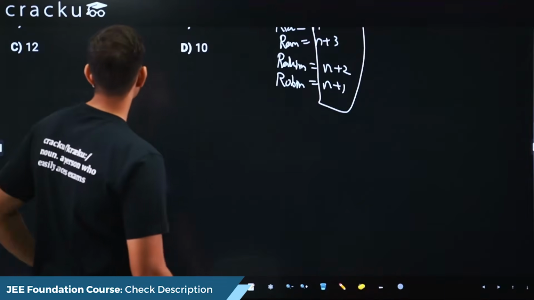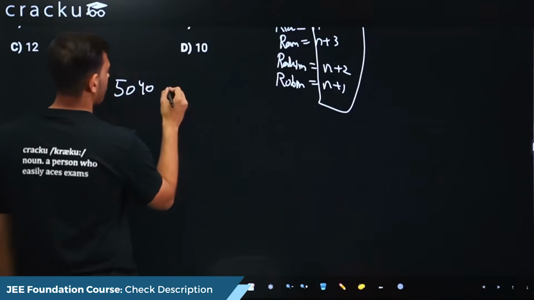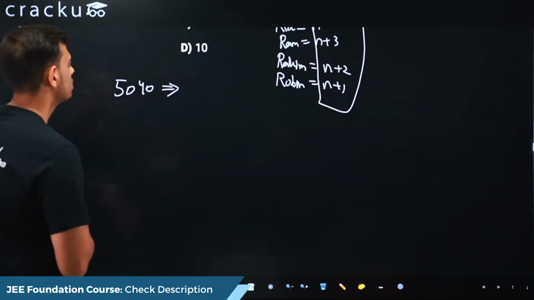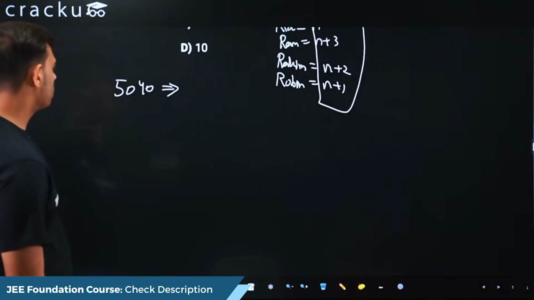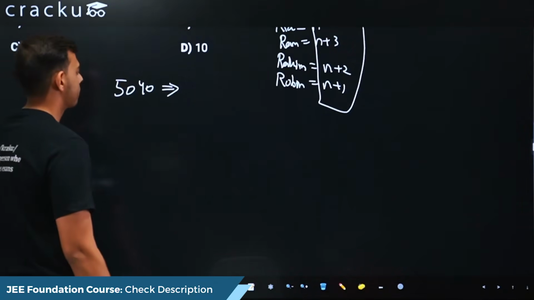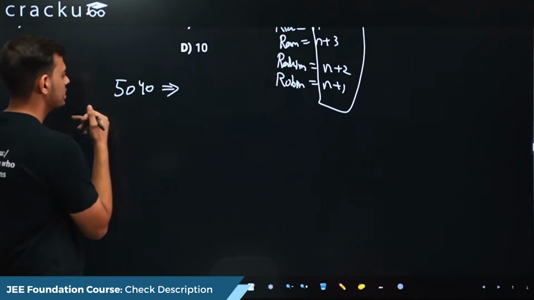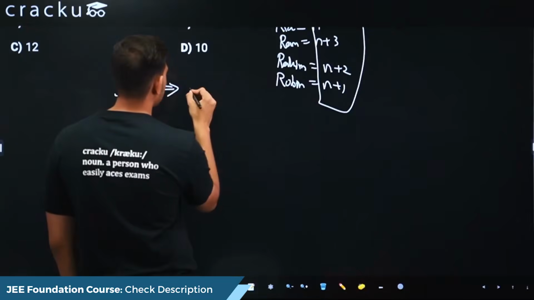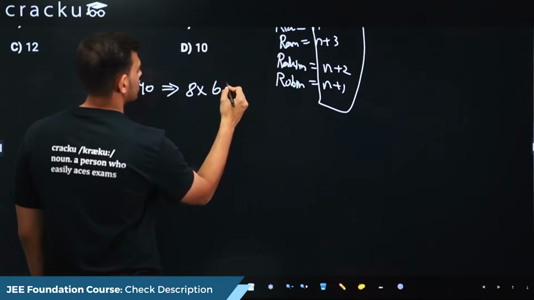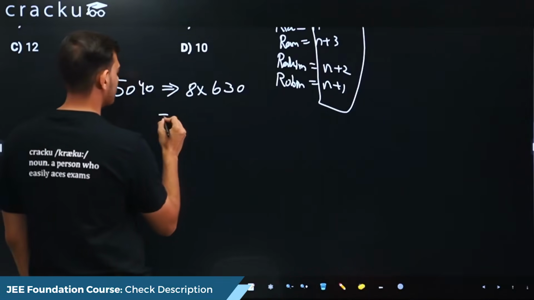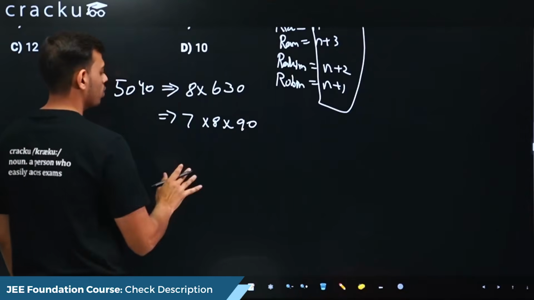Let us try to factorize 5040 and see what we can do here. Do we get a pattern or something? The first factor that I can think of is that it is divisible by 8. Let's divide it by 8. 8 multiplied by 630. 630 is definitely divisible by 7. We get 90. Wow.